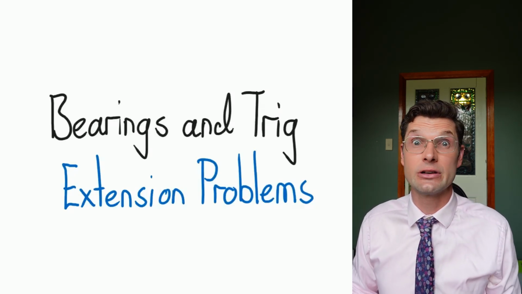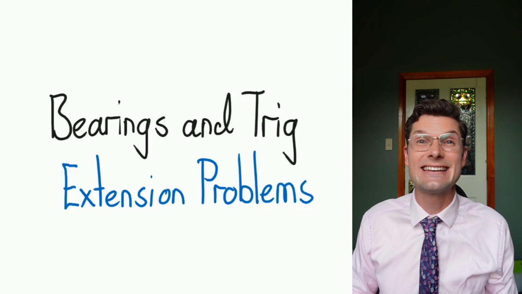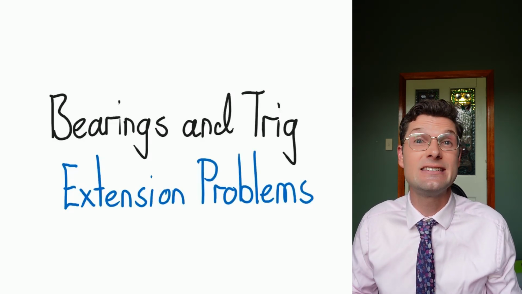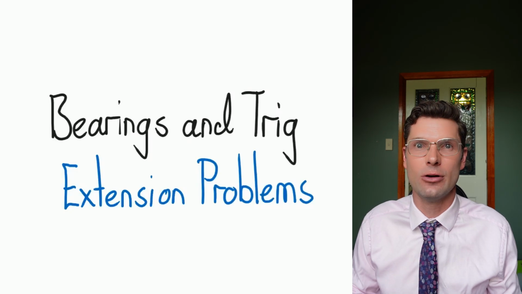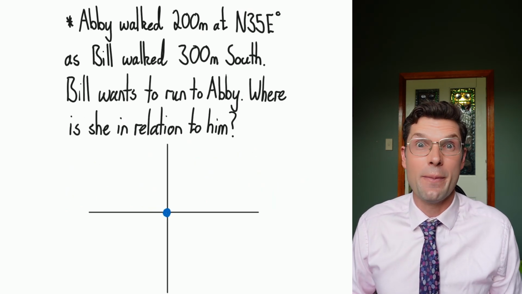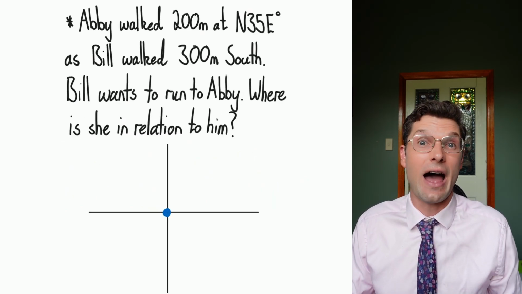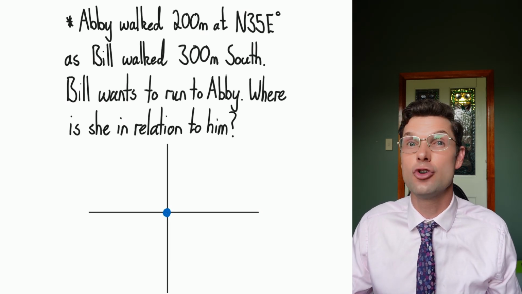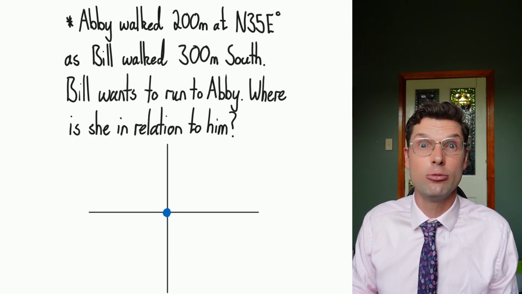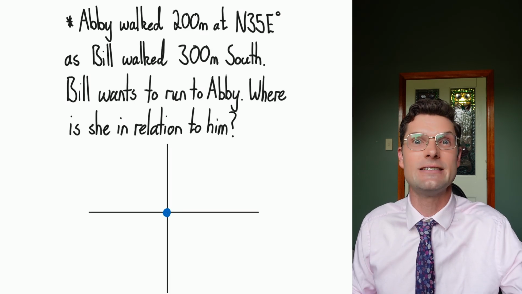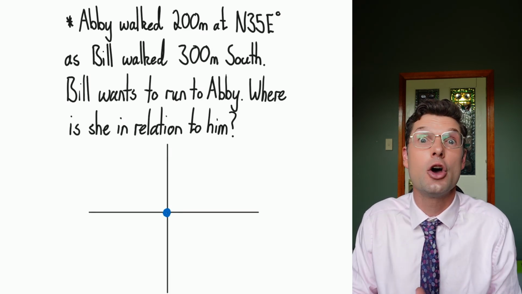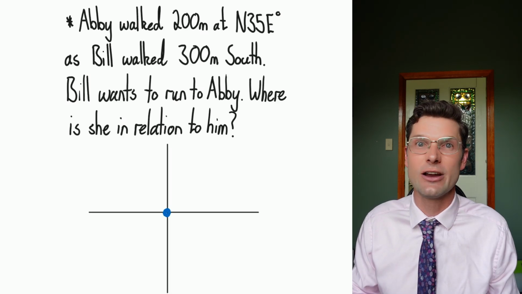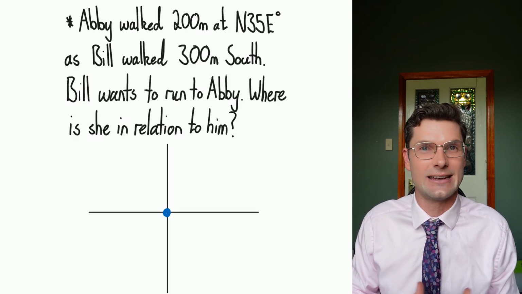Today we're going to look at bearings and trig again, but today we're looking at extension problems where two people move from the origin and we still have to find out where they are in relation to each other. So imagine that two people, Abby and Bill, are having a massive fight at the origin. At the end of the fight, they storm off in different directions, but Bill really wants to make amends and he's going to run to Abby, but he doesn't know where she is. What we've got to do is tell Bill exactly how far and at what direction he needs to run in order to get back to her.